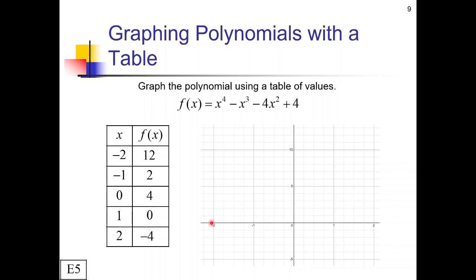So we have -2, comma 12 up here. -1, comma 2, 0, comma 4 is right there, and we have 1, 0, and 2, comma -4. For my end behavior, my lead term is a positive x to an even power. So that means I have an up parabola sort of shape to this thing, which means that I'm starting high up here, and I'm also going to end going up. So we're starting up here, coming down through our other points, and then ending all the way up here.